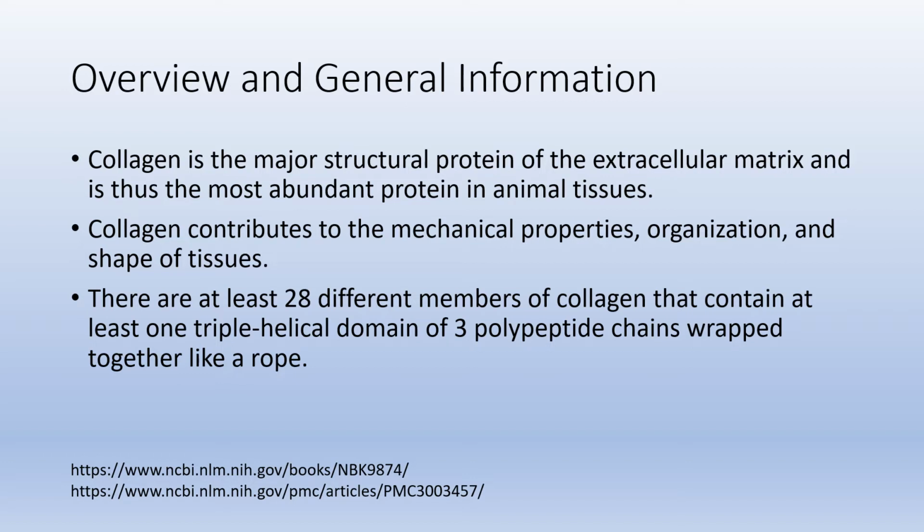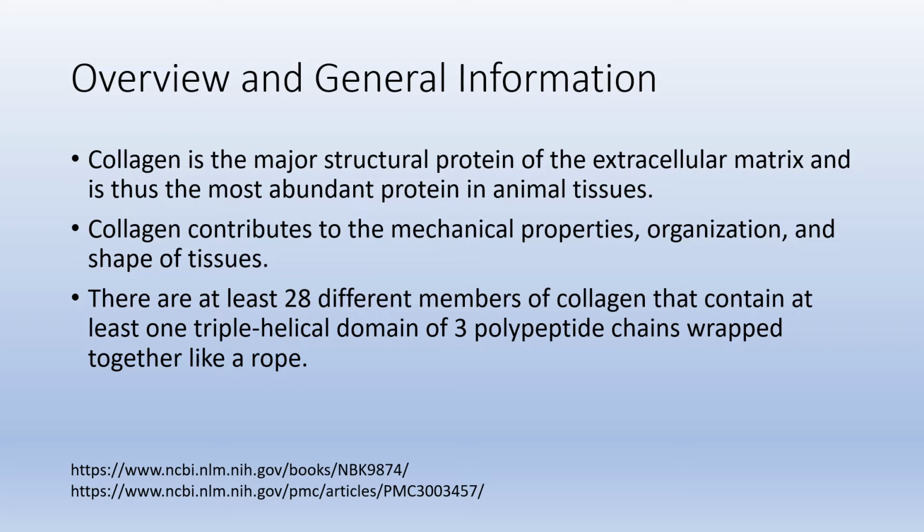So, an overview of collagen is that it is the major structural protein in the extracellular matrix, and since it's the main structural protein, it is the most abundant protein in animal tissues. Collagen makes up about 25 to 35% of our protein count in the human body, and collagen contributes to the mechanical properties, organization, and shape of our tissues.